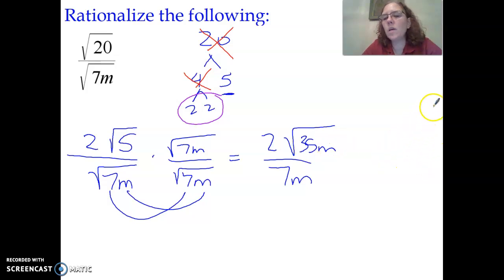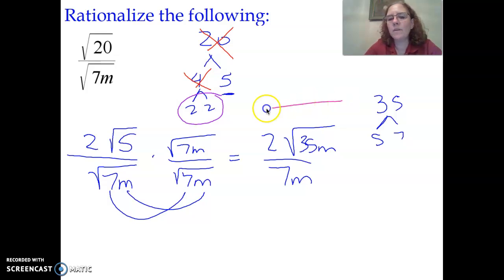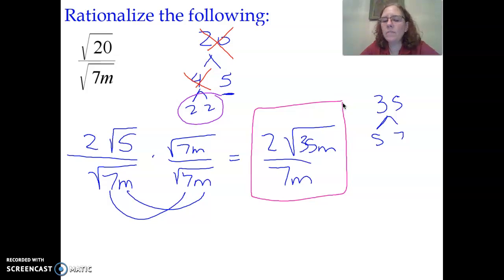And then we always want to double check if anything needs to simplify. So the numbers that are on the outside go together, 2 and 7, nothing to simplify there. And 35, well, if I tried to do a factor tree on 35, I just get 1 5 and 1 7, so nothing comes outside. There's just one of each. So my final answer turns out to be this, 2 square root of 35m over 7m.